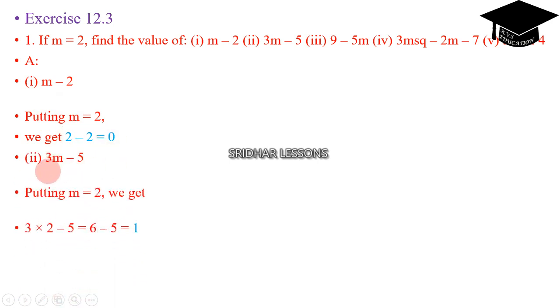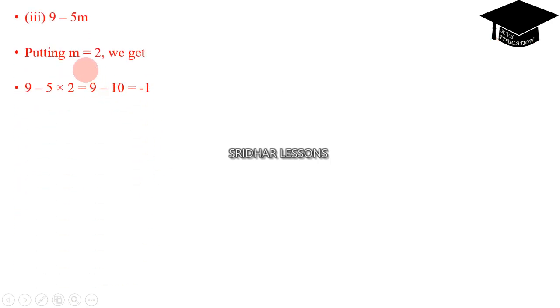Next, second one, 3m minus 5. Again, if we put m is equal to 2, 3 into 2 minus 5, that is 6 minus 5, which is equal to 1. Okay. And for the third one, 9 minus 5m. Okay. 9 minus 5 into 2. Okay, 5 into 2 is equal to 10. So that is 9 minus 10, which is equal to minus 1.